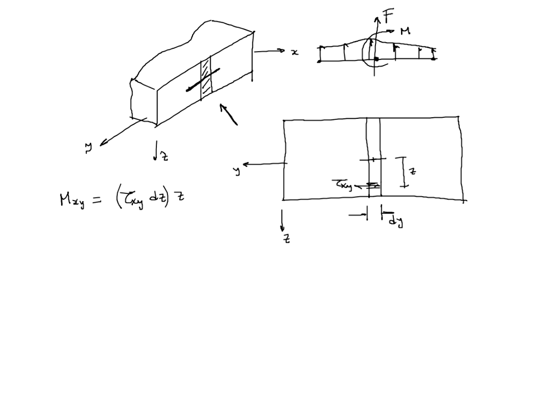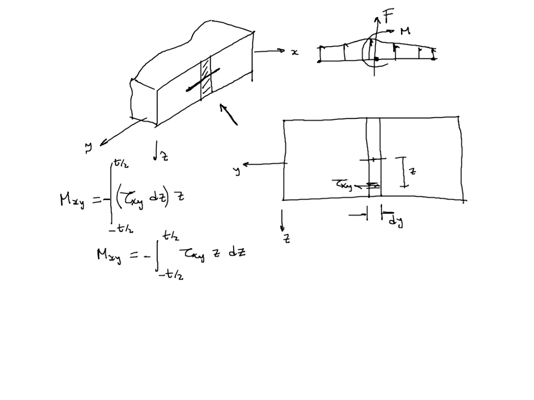but you can easily see that this moment is not around X, but around minus X, so you have to have a minus sign. And then you sum over from minus thickness over 2 to thickness over 2, so you get integration from minus T over 2 to T over 2, and this would give us the twisting moment per unit length. So what we have here is MXY, which is equal to minus integration from minus T over 2 to T over 2, tau XY Z dZ. Okay, so this is one view.